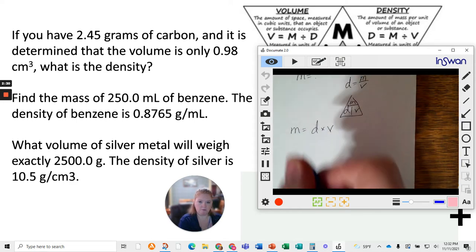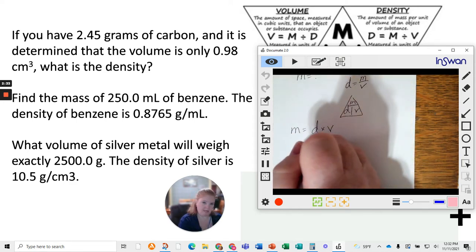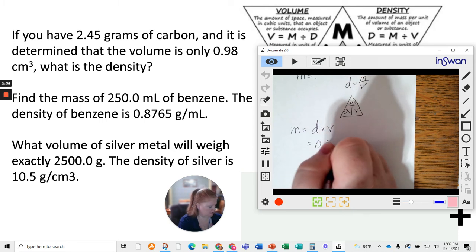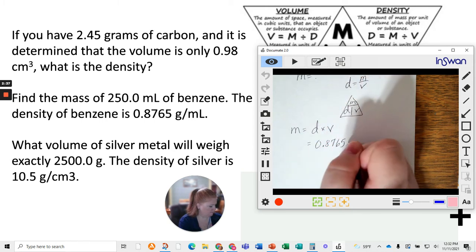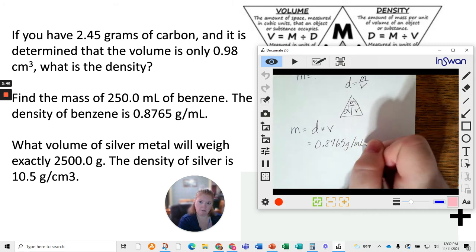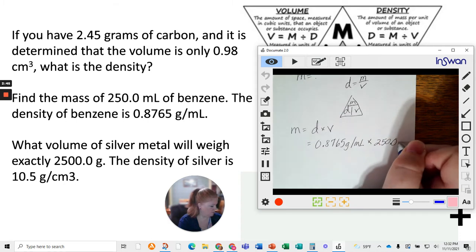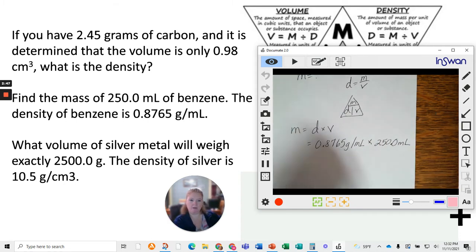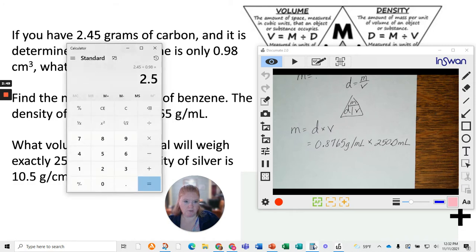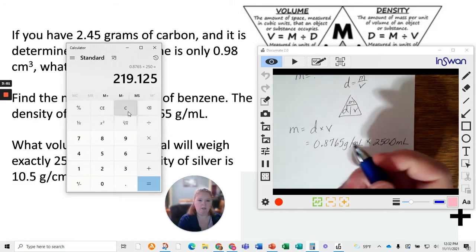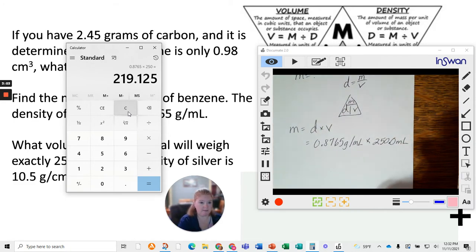So let's plug in those numbers. Mass is density, 0.8765 grams per milliliter times 250.0 milliliters. Okay, let's pull up the calculator and do that math. So clear this out. 0.8765 times 250.0 equals. All right, so before I write that number, let's talk about significant figures.